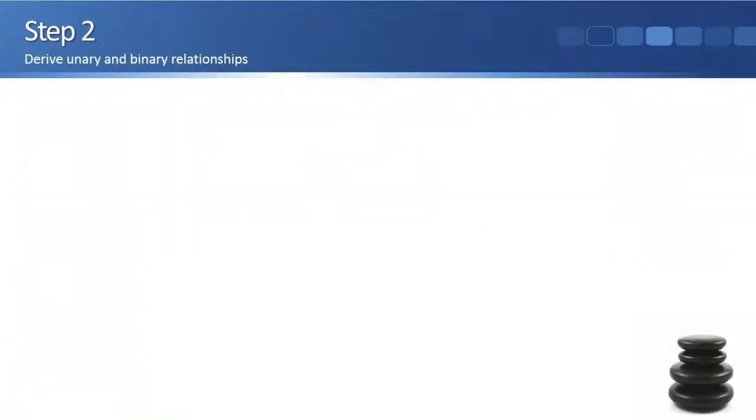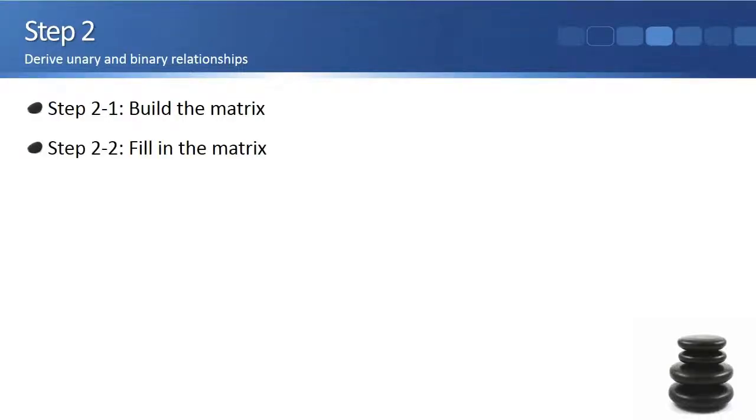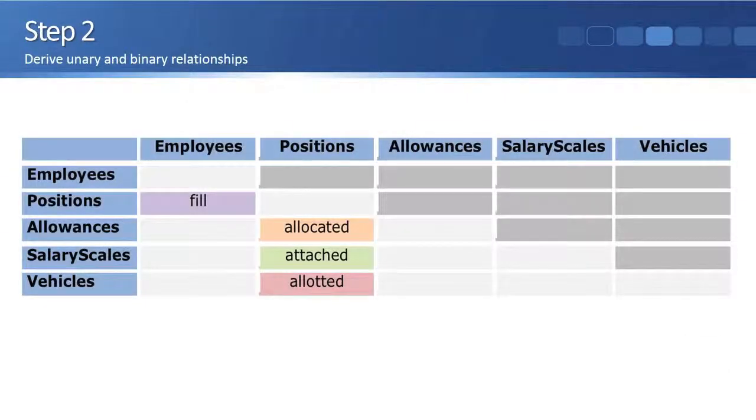Step 2. Derive unary and binary relationships. This step has 2 sub-steps. Step 2.1, build the matrix, and Step 2.2, fill in the matrix. At the end of this step, all of the relationships between all possible pairs of entities previously discovered in Step 1 are derived and indicated on an EE matrix.